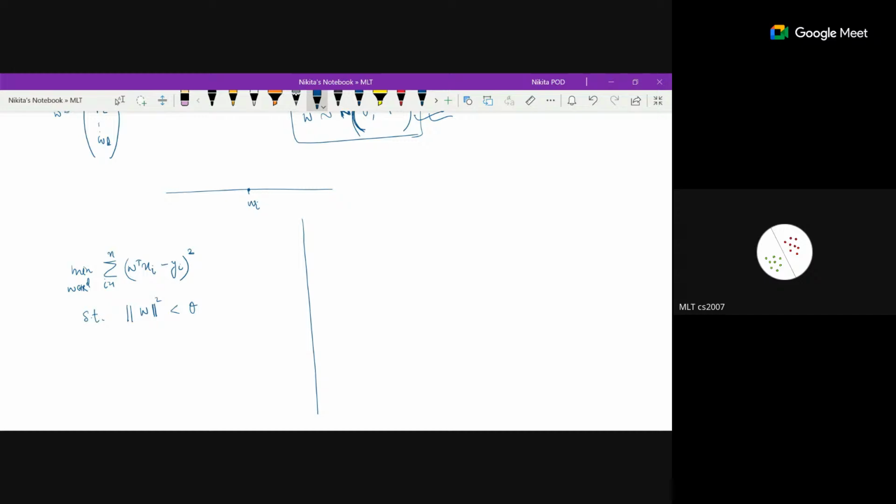Now, when we go to the lasso regression problem, how can it be written in optimization sense? You want to minimize your W transpose xi minus yi, the same original loss that we had, but the constraint now is that the L1 norm of W is less than or equal to theta. Okay, this is the constraint.